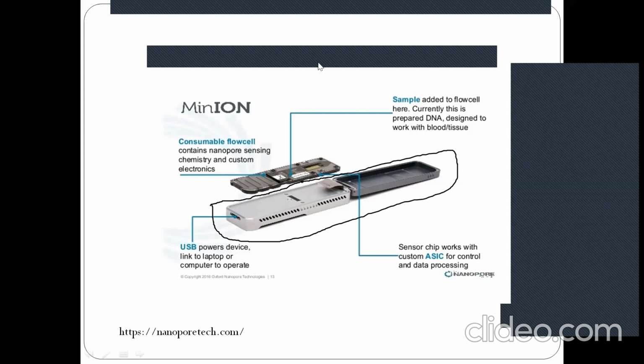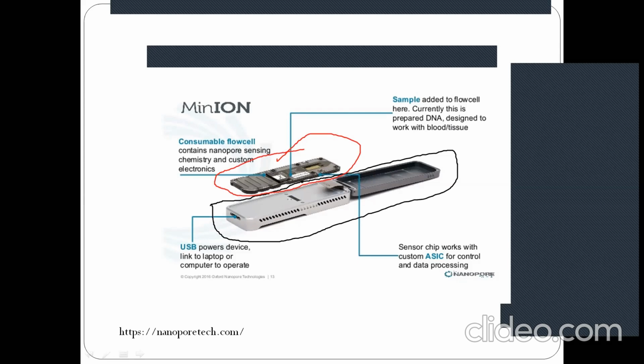This one, the upper part, is called the flow cell. In the flow cell there is one small groove where we put our sample, and you put the flow cell in the cassette and close the cassette.